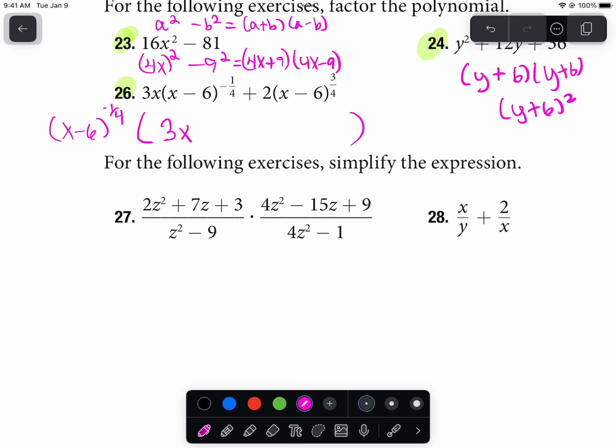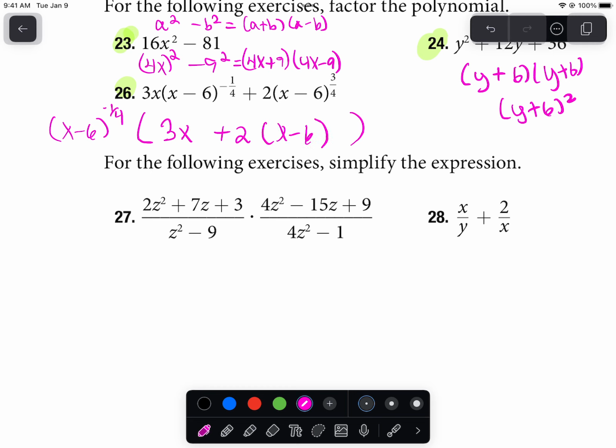Well, you get 3x because you already took out the negative 1/4. We have to add 1/4 to this. 1/4 plus 3/4 is what? What's 1/4 plus 3/4? 1. So you get one of these. Do you write the 1 when you have a 1 power? Not usually. So something really nice happened.